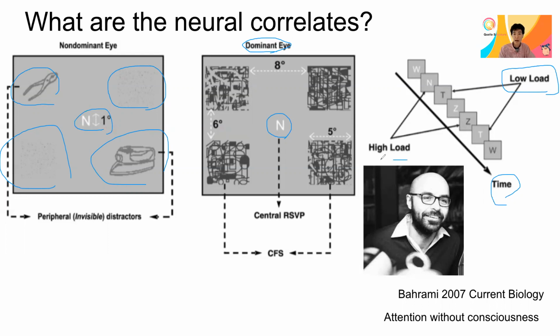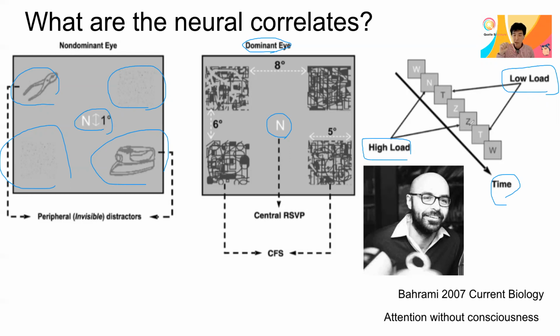On the other hand, the high load condition requires a conjunction of features. So it will be like a white N and a black Z. You have to discard one feature, like the letter identity, but also combine that with a color feature, black or white. This kind of conjunction of the letter feature is known to suck up your attention quite a bit.